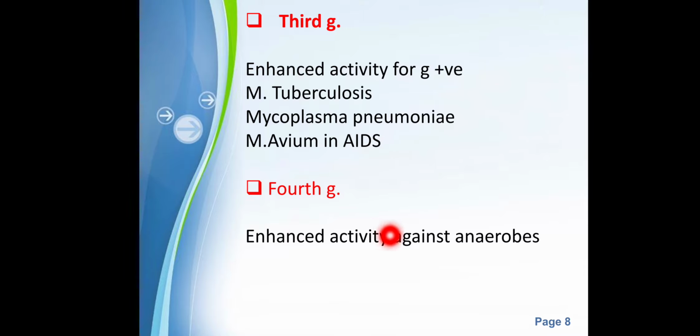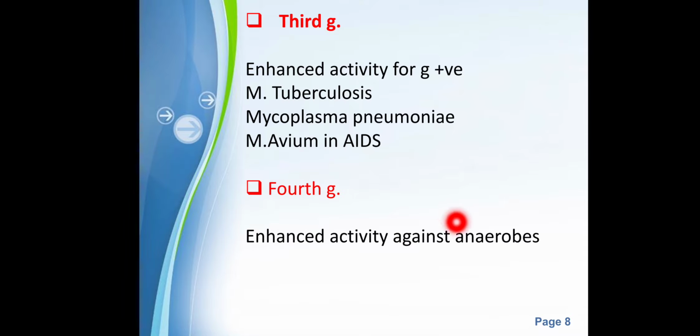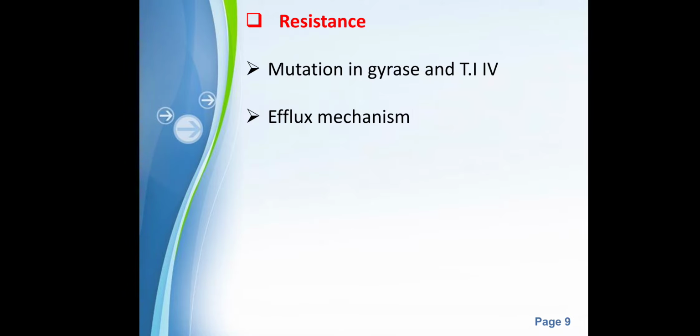Fourth generation is active against anaerobes, remember, right? Here all the aerobes were there, here it is plus the addition of anaerobes. So if you remember this, it will be easier to remember the uses of the drugs. I will show you later. Okay, so these are the classification and spectrum. Now coming to resistance, mechanism of resistance.